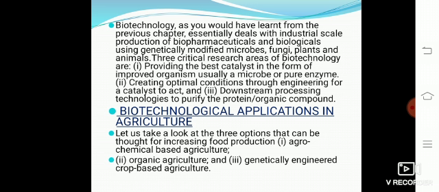Biotechnological applications in agriculture. There are basically three options to increase food production. How do we have to increase the food production for the huge population? Nowadays agricultural land area is also decreasing, so there are three basic options to increase food production. Agrochemical based agriculture, in which we have to use fertilizers and chemicals. Organic agriculture. Genetically engineered crop based agriculture. So there are three basic areas.